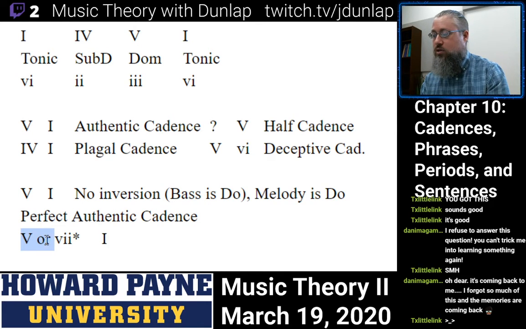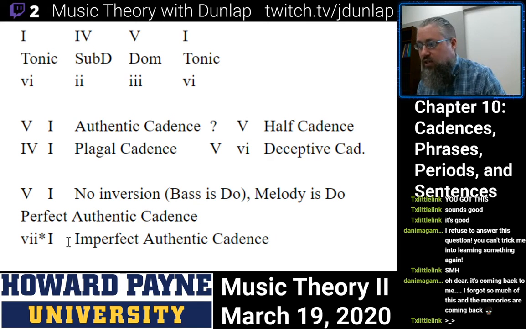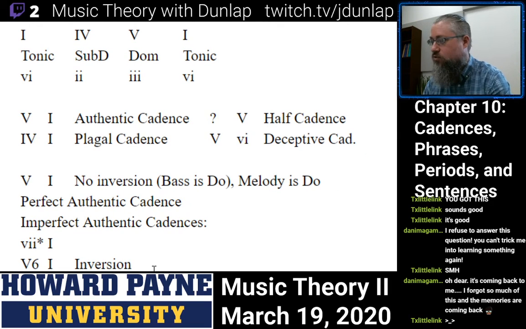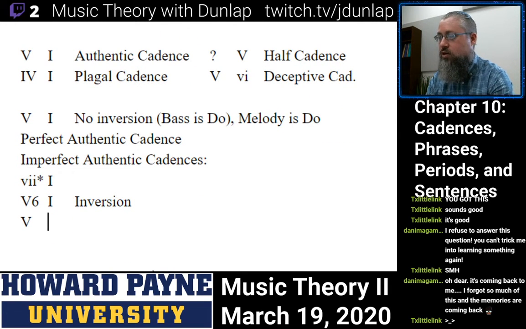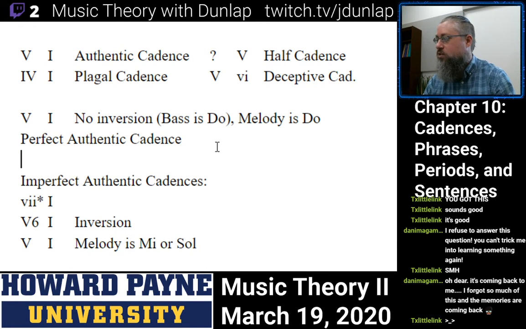If the leading tone chord leads to 1, that is an imperfect. What you're not hearing is scale degree 5. The reason that matters is that scale degree 5 is the common tone between the 5 chord and the 1 chord. So that would be an imperfect. If we do this, like the 5, 6 to 1, that's an imperfect authentic. 5 to 1, melody is mi or sol, then all of those are imperfect authentic cadences.